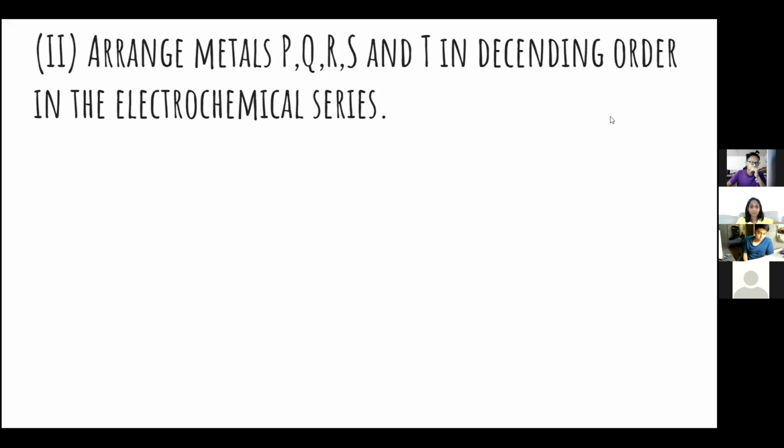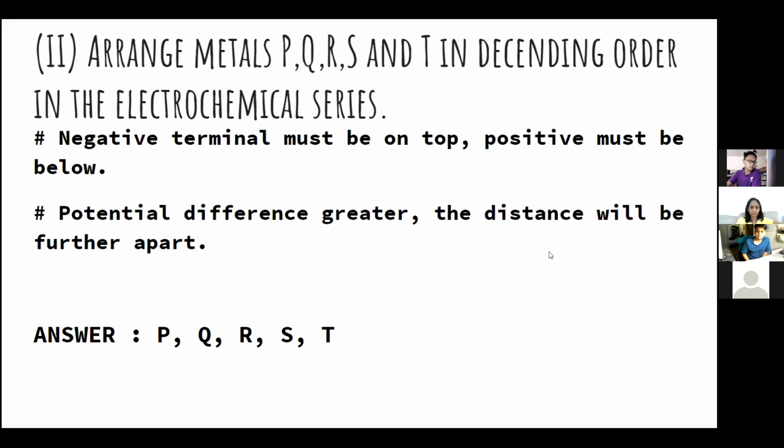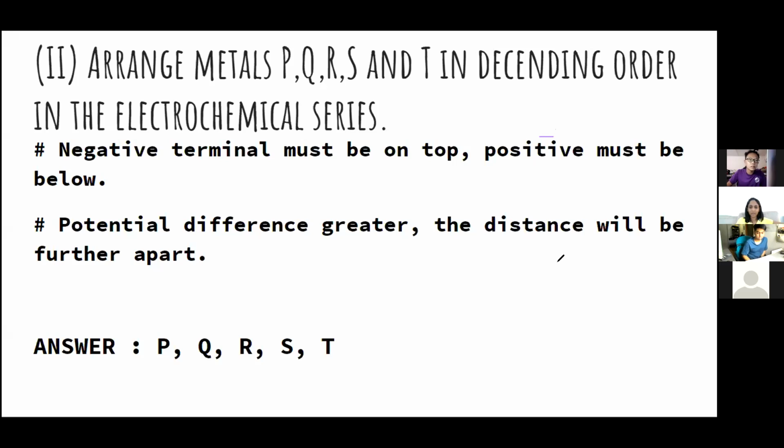Okay, for the next is arrange metal P, Q, R, S, and T in descending order in the electrochemical series. Okay, so negative terminal must be on top, positive must be below. Potential difference greater, the distance will be further apart. So for here, the answer is PQRST. Okay. Wait. Anyone has a different answer than PQRST? Yes. Anyone else?